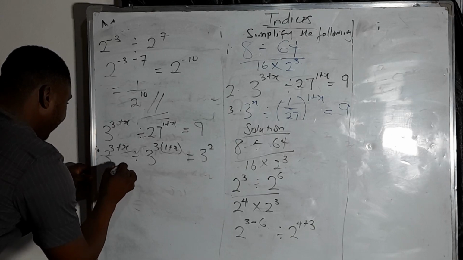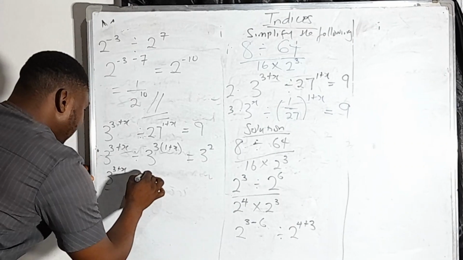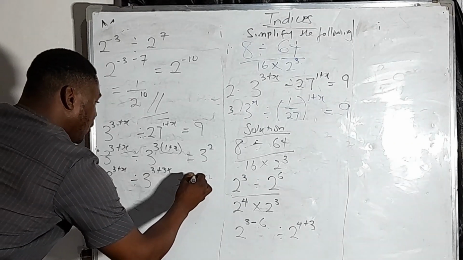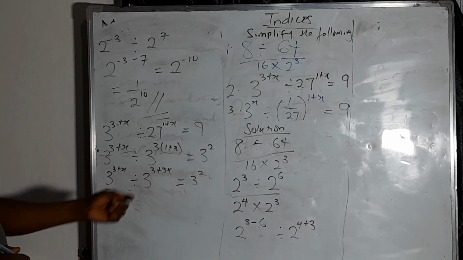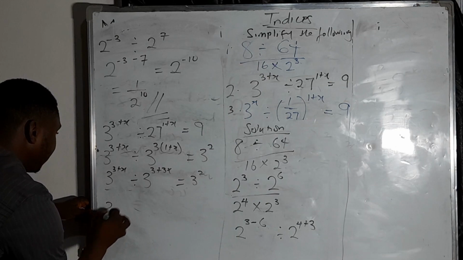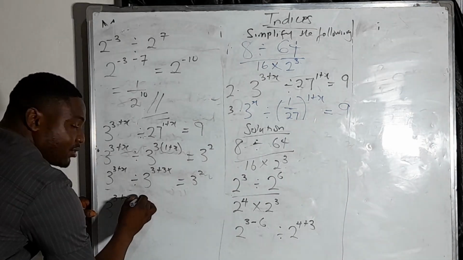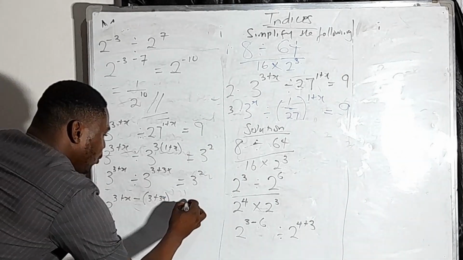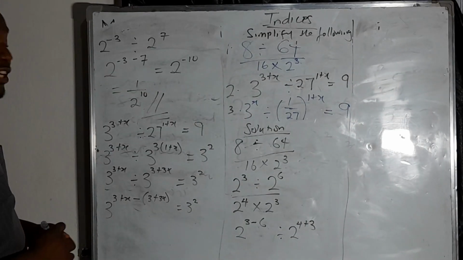3 raised to the power (3 plus x) divided by, you open the brackets at the power, 3 raised to the power (3 plus 3x) equals 3 raised to the power of 2. Here we apply the division law. Then we have 3 raised to the power (3 plus x) minus (3 plus 3x) equals 3 raised to the power of 2. I use the bracket so that there's not going to be any confusion.